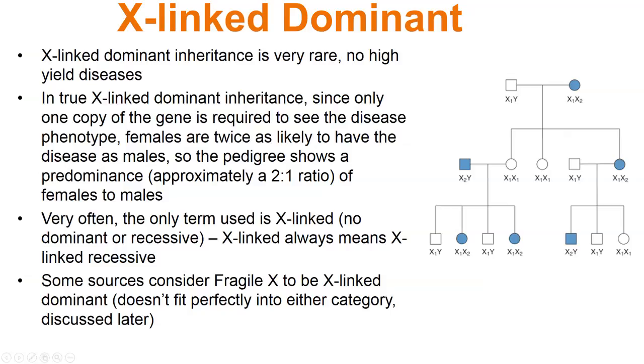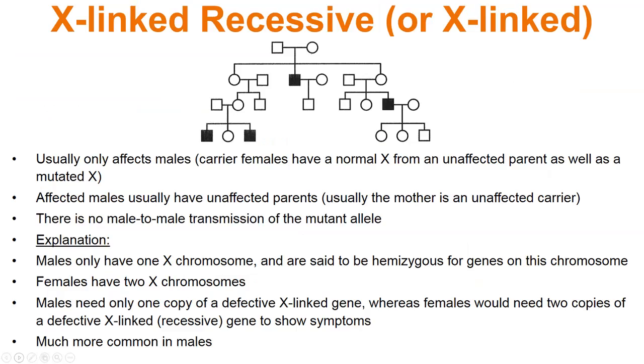And like I said, besides Fragile X, which is absolutely something you would need to know for your boards, but it doesn't follow this pedigree, and I'll explain why, I don't think you're going to see any of the X-linked dominant conditions. There's a couple listed in the genetics textbook if you're interested in seeing them. So therefore, we're going to move on and talk about the X-linked recessive conditions, or once again, sometimes they just call it X-linked. And very frequently, I will just say X-linked. So how do you identify this pedigree?